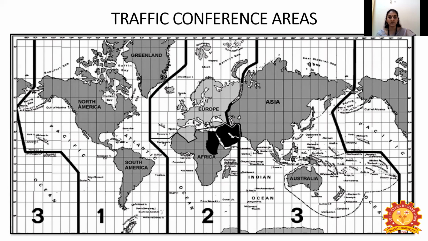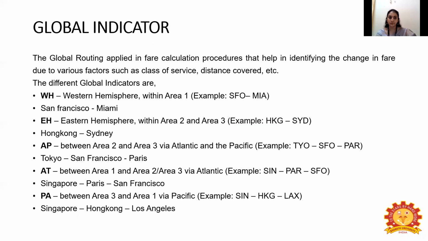So that was the one which I had given in the global indicator. So now I think this should be very clear. Western Hemisphere is in area 1. So I think you are able to remember where this area 1 is coming. That is in North America and South America. So if someone is traveling within American countries, Western Hemisphere is the indicator. The indicator is nothing but a routing which is used for calculating the fare.